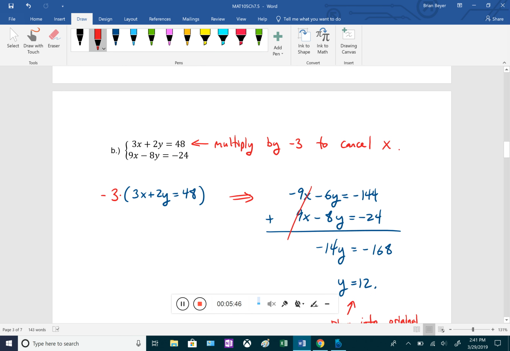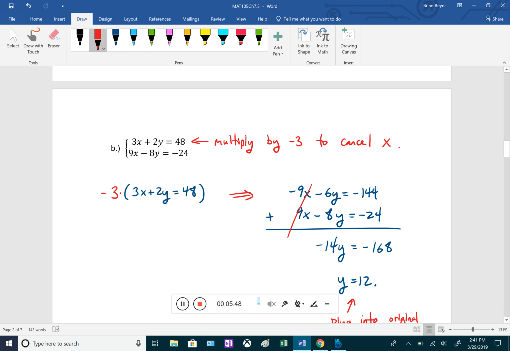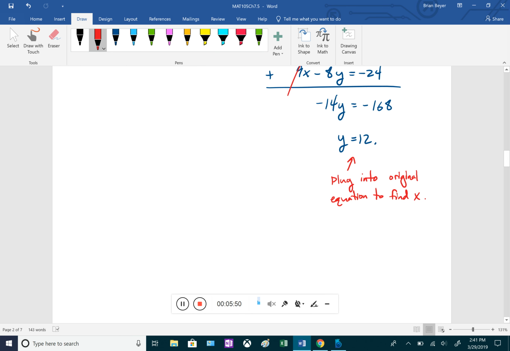So we can pick which one we want to plug in. I'm going to use that first equation. So we're going to plug into 3x plus 2y equals 48. We're going to plug in y equals 12.